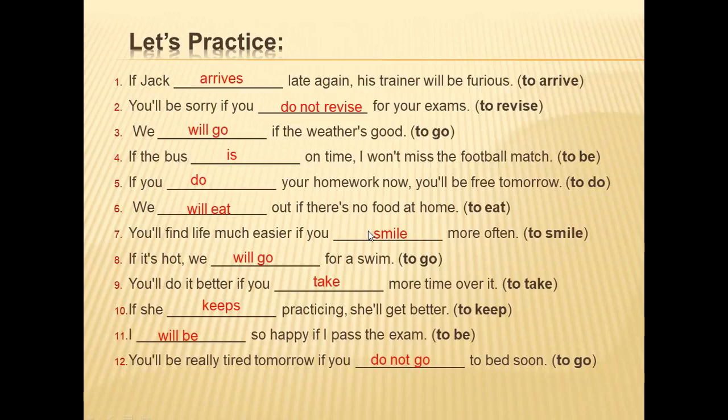So I want to review some tips of first conditional and some rules. For example, if you use the if clause first, after the if clause you have to use a comma. So like this one. If Jack is late again, his trainer will be furious. If you use the main clause first, you do not need to use a comma. But if you use the if clause first, you have to use a comma.